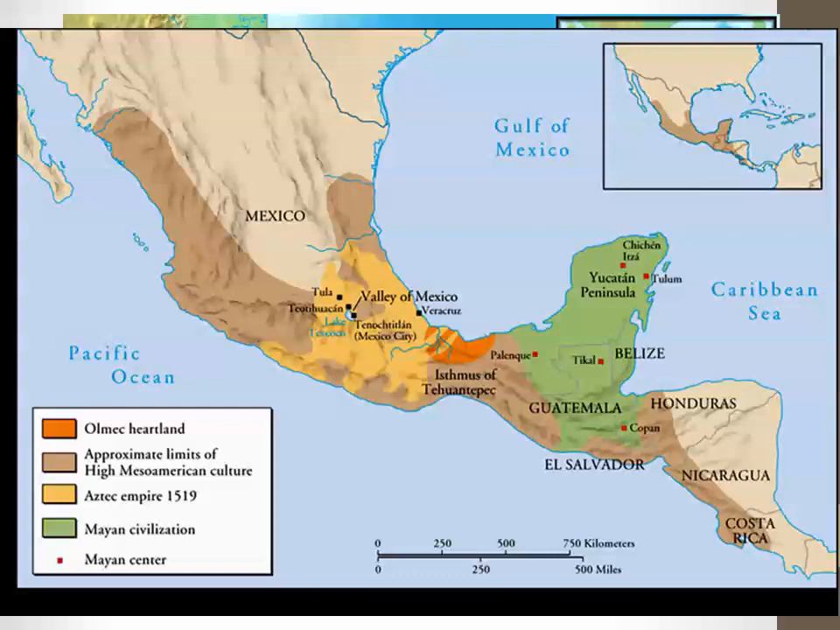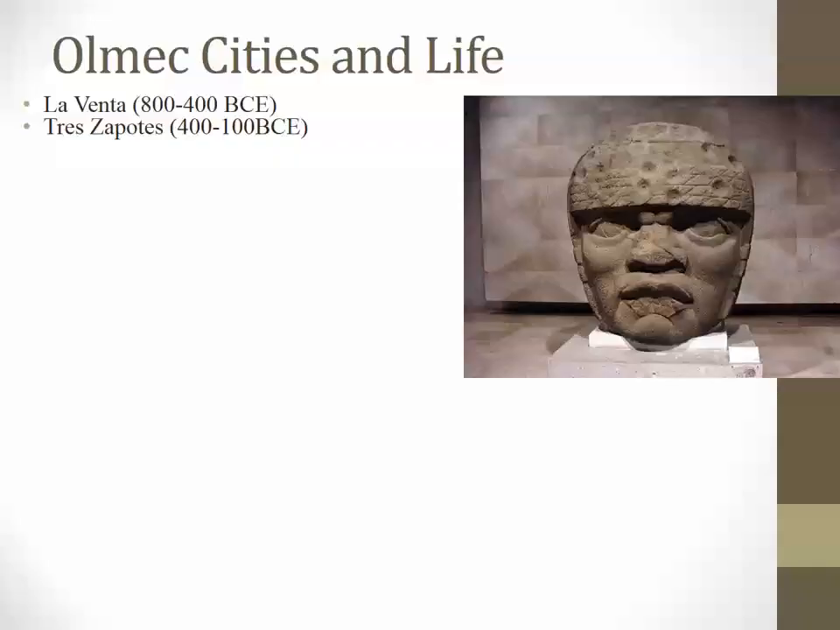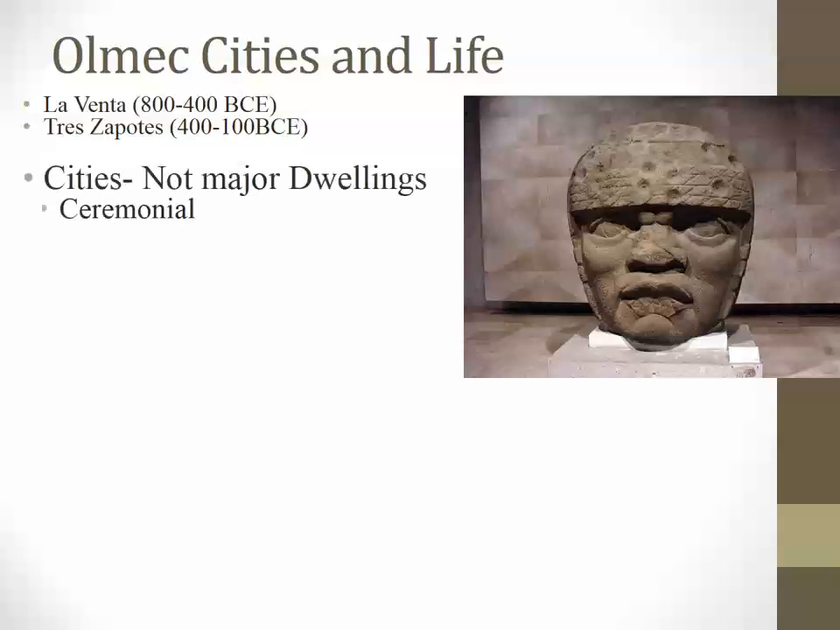The Aztec, Olmec, and Maya, as you are probably not surprised to see from this map, all share certain basic cultural similarities, and much of these practices really began with the Olmec. Olmec cities are not major dwelling areas. They are ceremonial centers, cities of strength, like La Venta, which would have been the primary city from about 800 to 400 BCE.